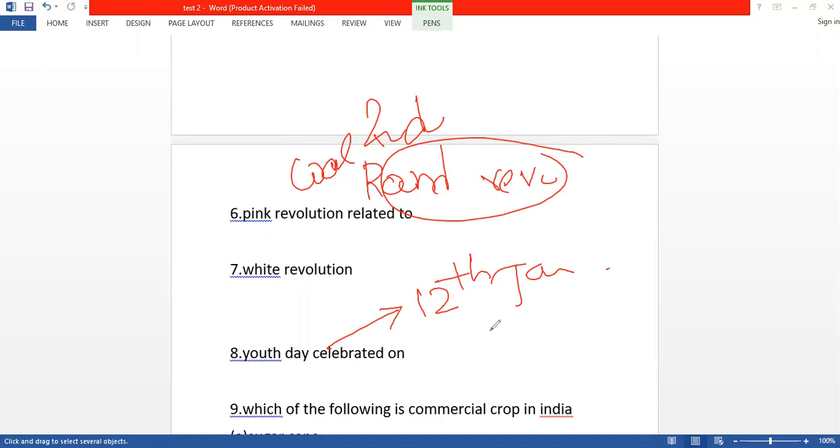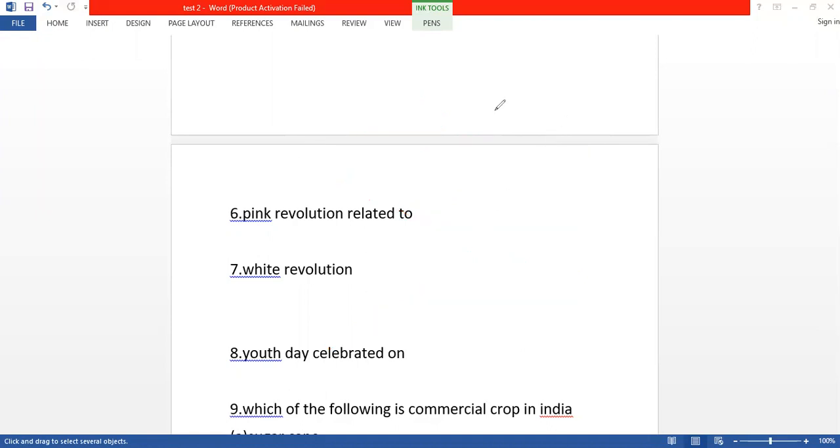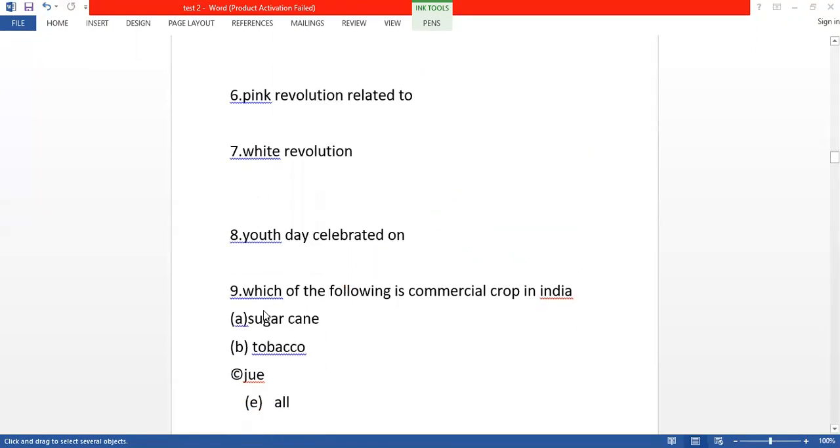Now see here the question: which of the following is a commercial crop in India? What is a commercial crop? It means you can sell it directly in the field, with no need for processing. Option A sugarcane, B tobacco, C jute, D, sorry. The answer is all of the above; they are commercial crops. You can sell them directly in the field itself.